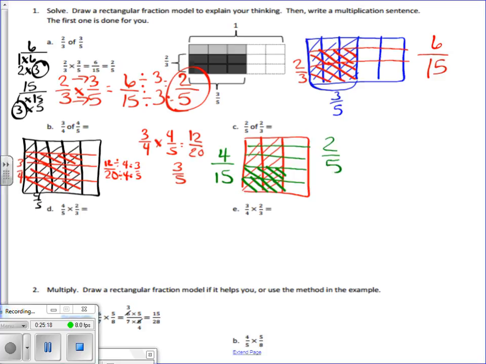2/5 times 2/3. 2 times 2 equals 4. 5 times 3 equals 15. Well, if I think about my factors, 1 times 4 and 2 times 2, none of those go into 15. So that's as low as it can go.